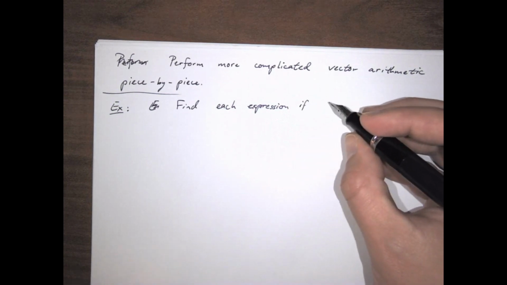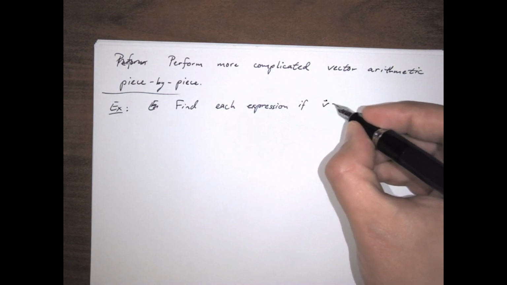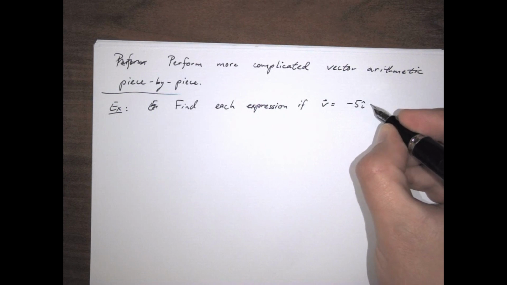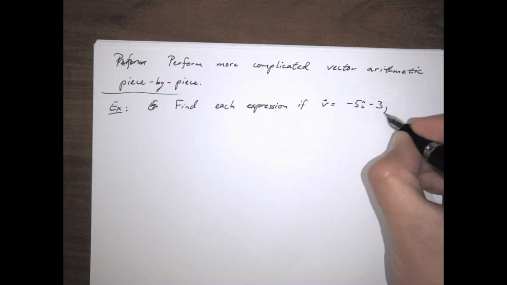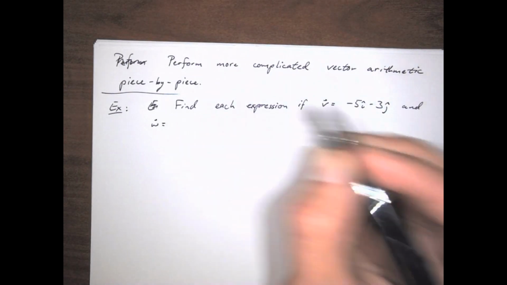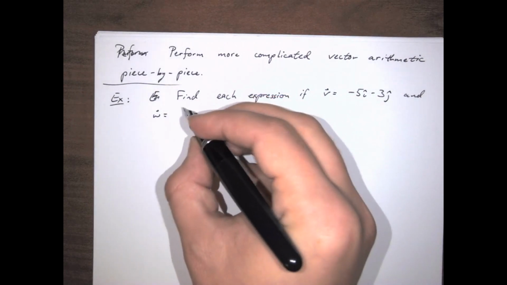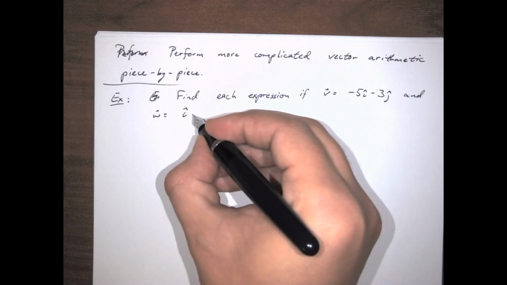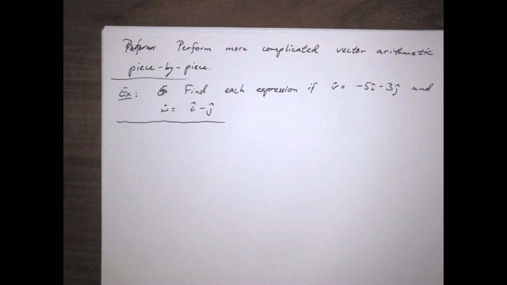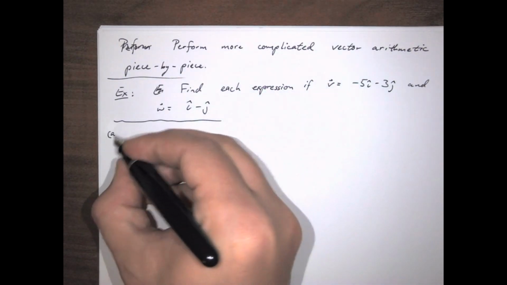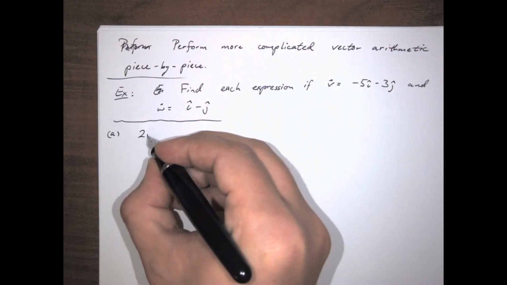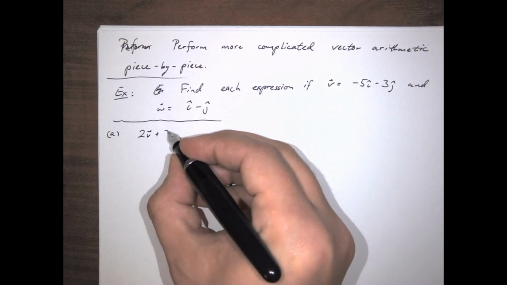If v is equal to negative 5i minus 3j, and w is equal to, let's say, i minus j. All right. So the things we might have to find would be things of a relatively simple nature, like maybe just 2v plus 3w.